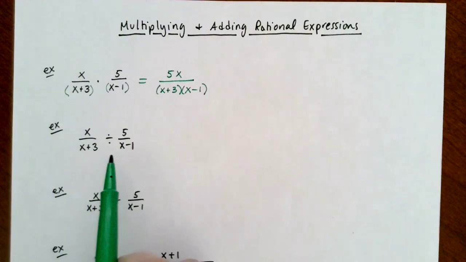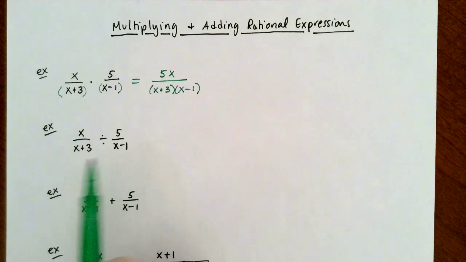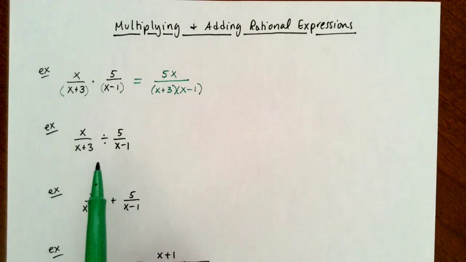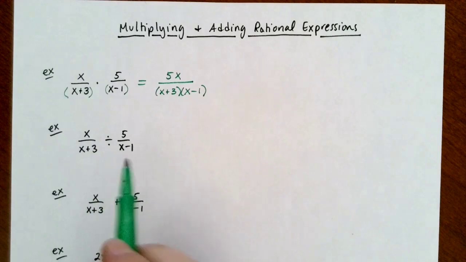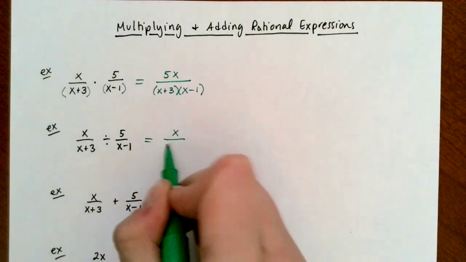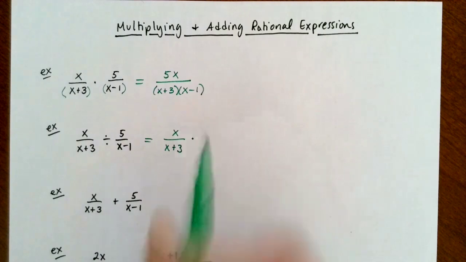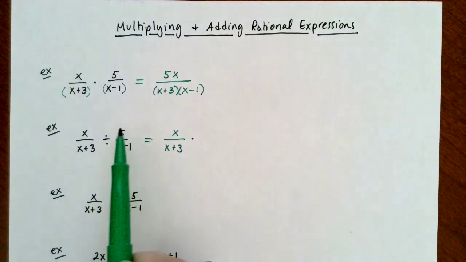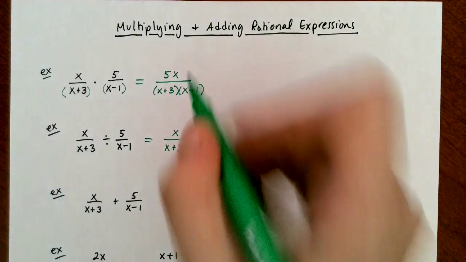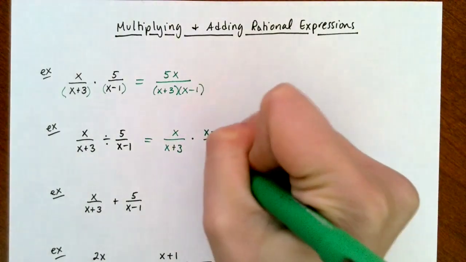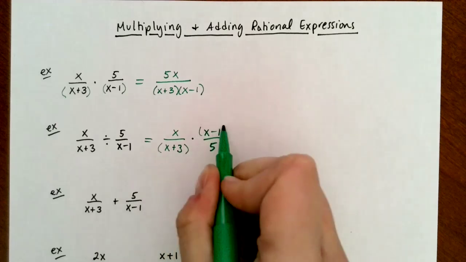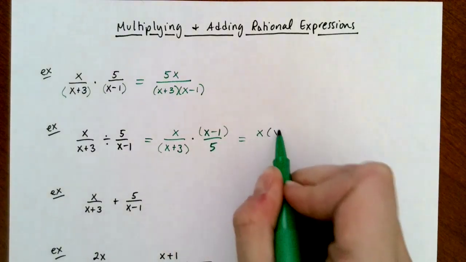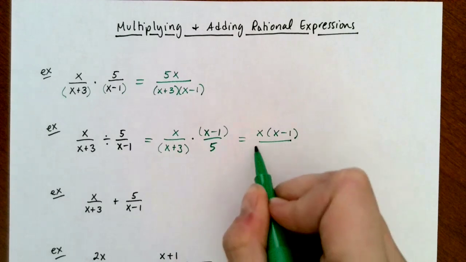Dividing two rational expressions is almost just as straightforward. Dividing by a fraction is multiplying by its reciprocal, which is that fraction upside down. That's true for fractions, and it's true for rationals as well. So this would be x over x plus 3 times the reciprocal of the second one, so I'll have x minus 1 over 5. Now that it's turned into multiplication, I can do my implied set of parentheses and just multiply straight across the top and straight across the bottom.